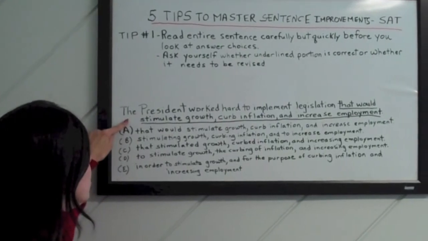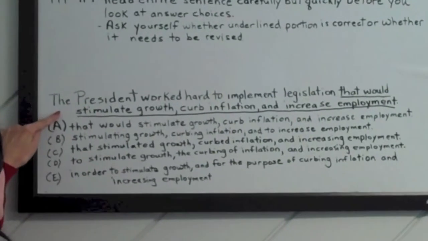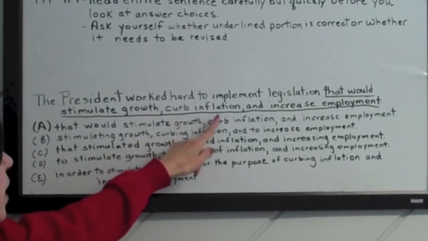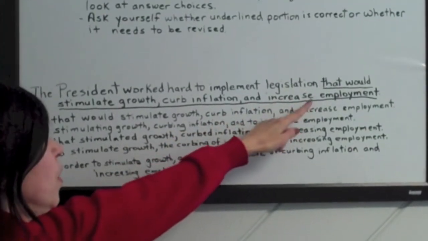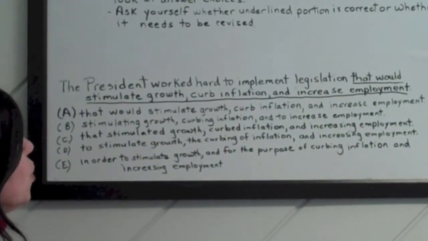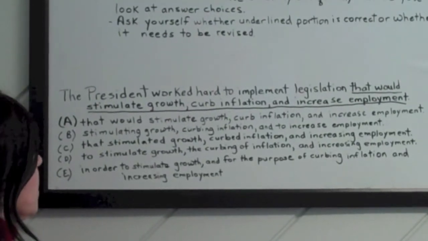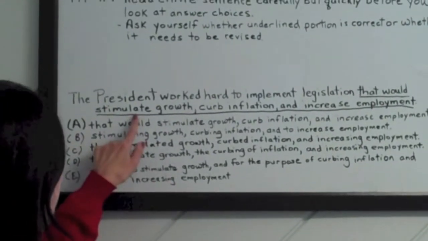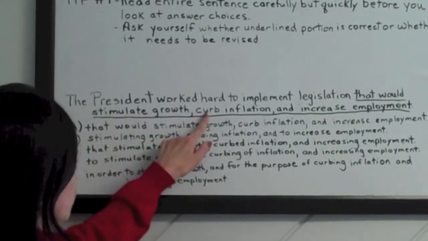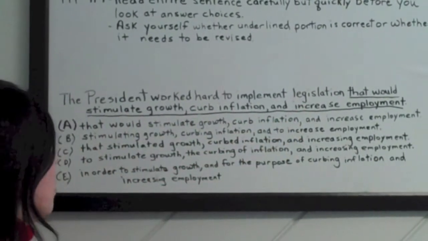The president worked hard to implement legislation that would stimulate growth, curb inflation, and increase employment. Does that underlined portion sound correct, or does it need to be revised? Well, to my ear, it sounds concise. It seems like it has good parallel structure: stimulate, curb, increase, but I want to be sure.